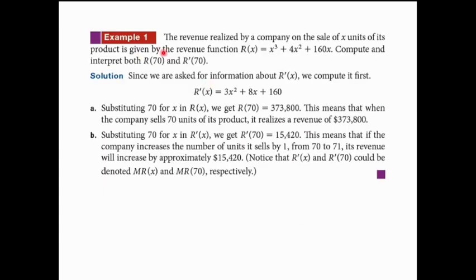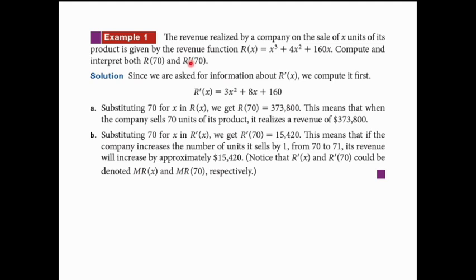Looking at the first example, it says the revenue realized by a company on sale of X units of its product is given by this revenue function. So X is the number of items and R is the revenue. So if we want to find out how much revenue we're going to make for so many items, I would plug in X as the number of items and it would give me the revenue. So the question is asking us to find the values of R of 70 and R prime of 70 and then interpret them.